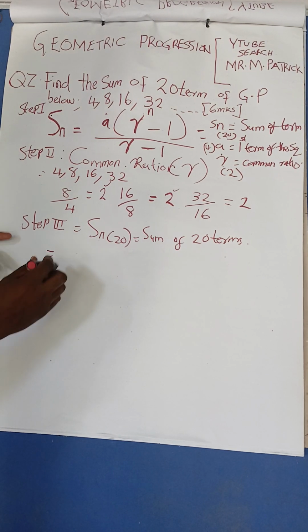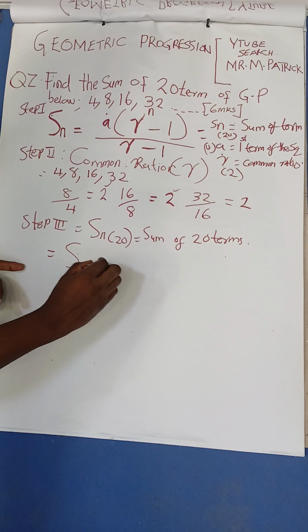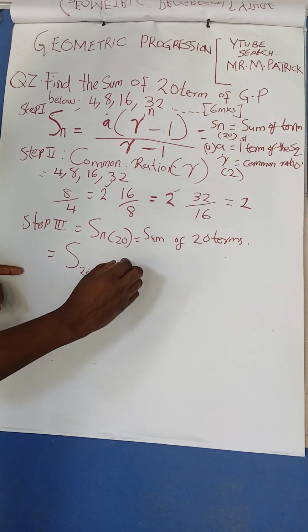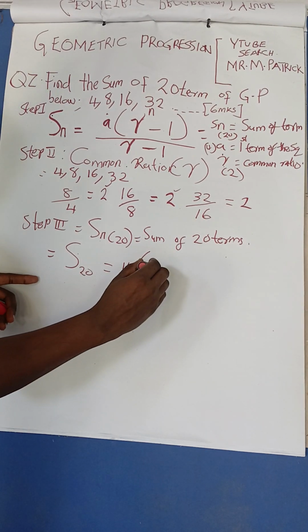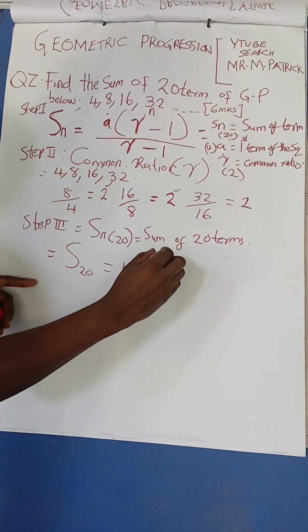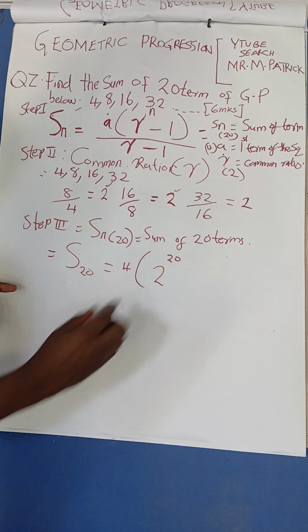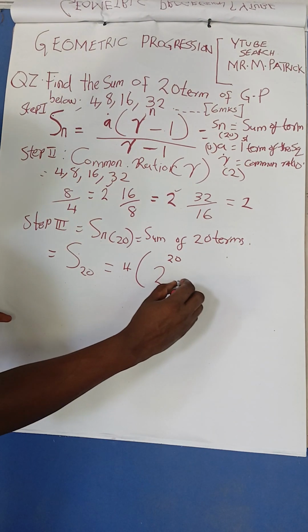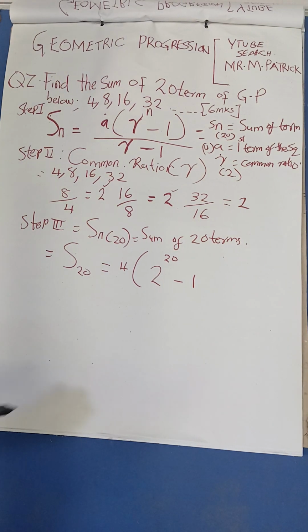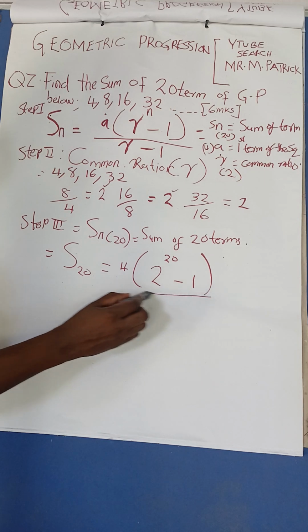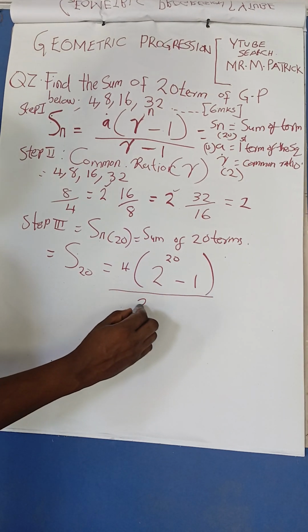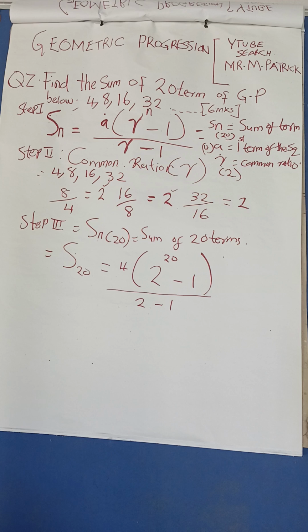formula, so I will write the sum of 20 terms is equal to A, which is 4, in bracket, common ratio, which is 2, power n, n is what? We have been told it is 20. Then minus 1, close the bracket. You divide by r, which is 2 minus 1. Good. So that is very easy. I think you can see how it is working for us.